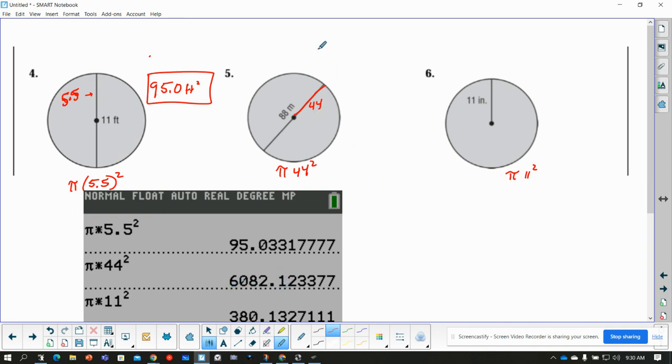682.1, and it was meters squared. And this last one, 380.1 inches squared. All right.